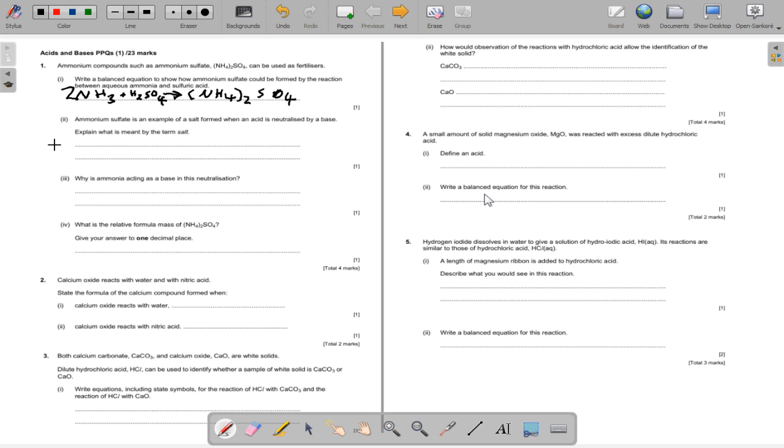So that's what is meant by the term salt. It's when a H+ ion from an acid has been replaced by a metal or an ammonium ion.